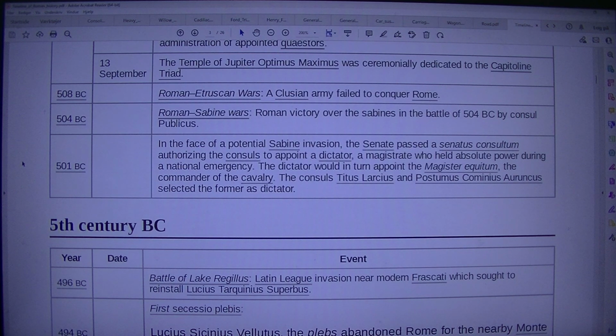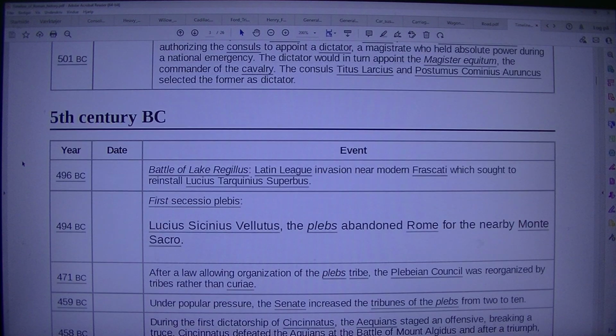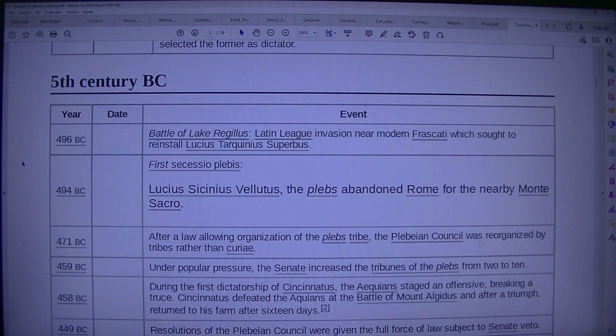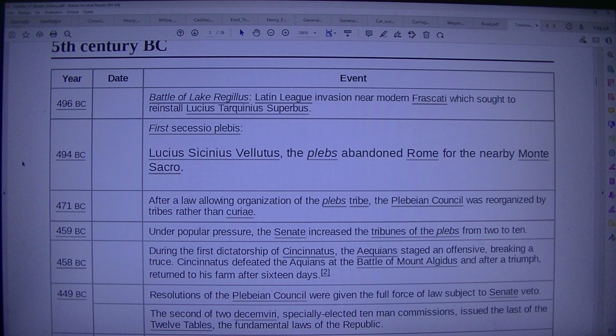The dictator would in turn appoint the Magister Equitum, the commander of the cavalry. The consuls Titus Larcius and Postumus Cominius Auruncus elected the former as dictator. 5th century BC. Year, date, event. 496 BC. Battle of Lake Regillus, Latin League invasion near modern Frascati, which saw Tarquinius install Lucius Tarquinius Superbus. 494 BC. First secessio plebis, Lucius Sicinius Vellutus.